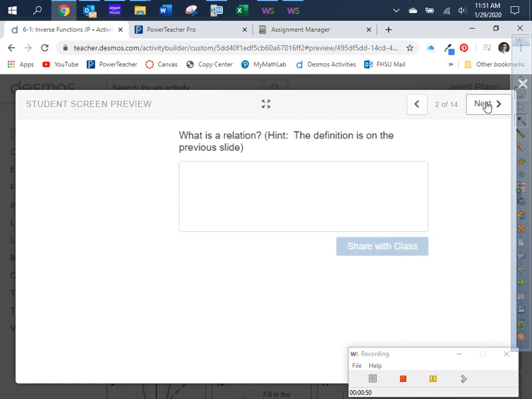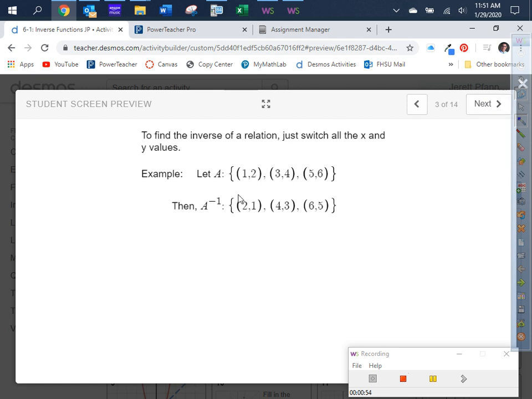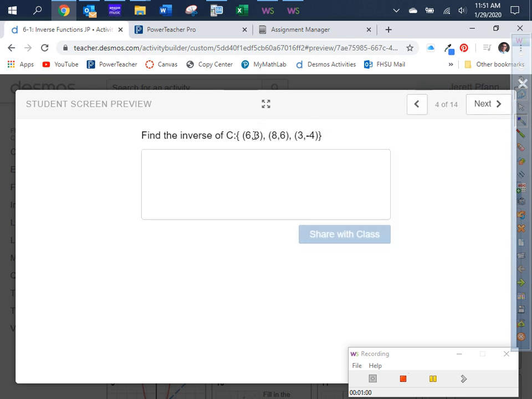Okay, so on the second one, a relation is a set of ordered pairs. That's what we should have there. Inverse, notice how they just switched X and Y around. That's what an inverse is, switching X and Y around. So this should be 3, 6, 6, 8, and -4, -3.